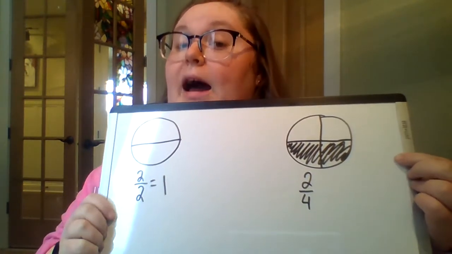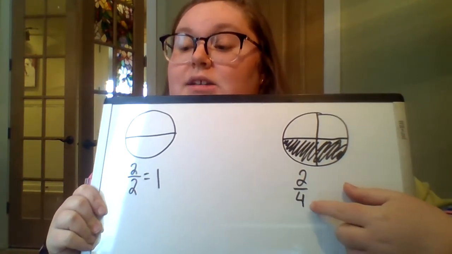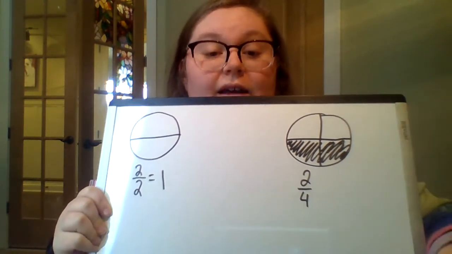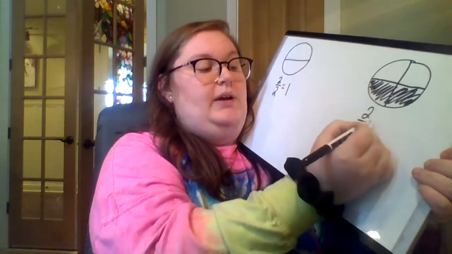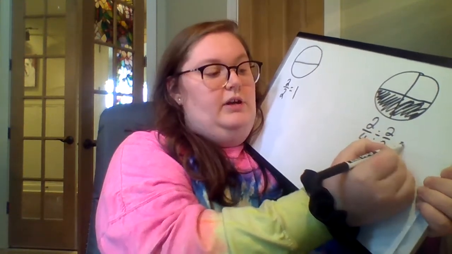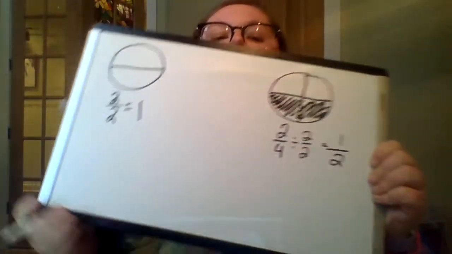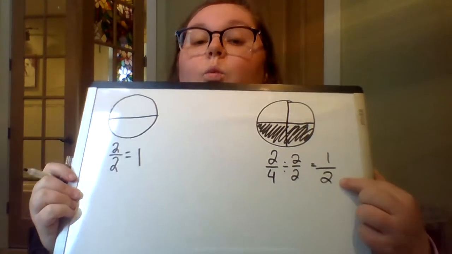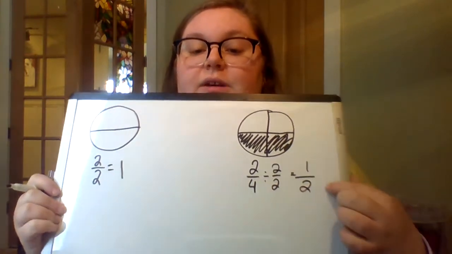Okay? If my numerator of a fraction is half of the bottom, which is my denominator, then my fraction is going to equal 1/2. Because when I simplify, I can divide by 2. So 2 divided by 2 is 1, and 4 divided by 2 is 2. So this fraction is always going to equal 1/2, because it can never be 1, because my numerator is smaller than my denominator.